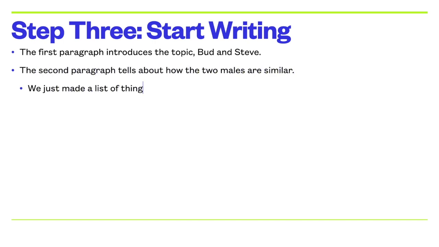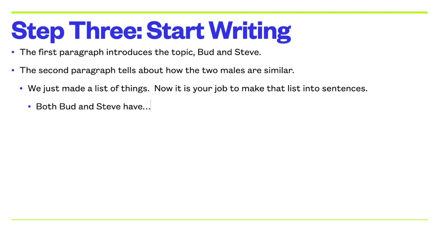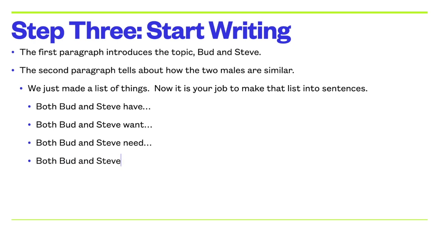We had just made a list of things. It is now your job to make that list into different sentences. You could start the sentences like this: Both Bud and Steve have, or both Bud and Steve want, or both Bud and Steve need, or both Bud and Steve are looking for. Any sentence like that is a good way to start.